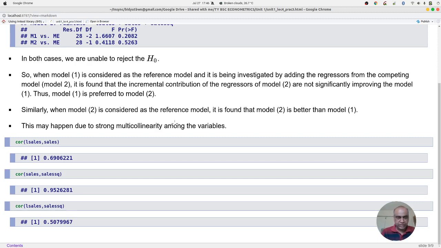So what we are trying to do here is to learn how to execute the Encompass test in R, and what the limitations of the Encompass test are that we may face while taking the decision, or that we have to be a little bit careful about the collinearity nature of the explanatory variables in the two competing models. Okay, so this is all about the Encompass test.